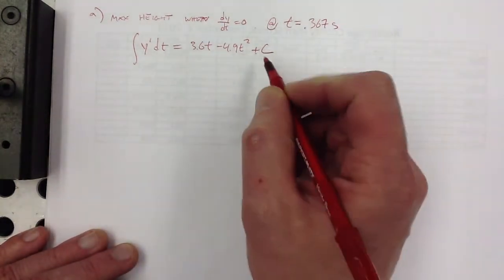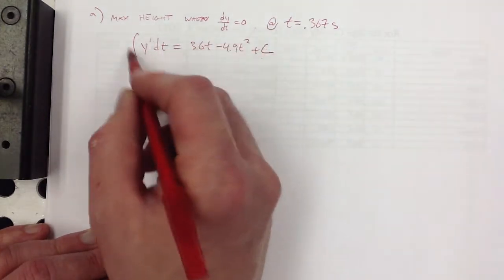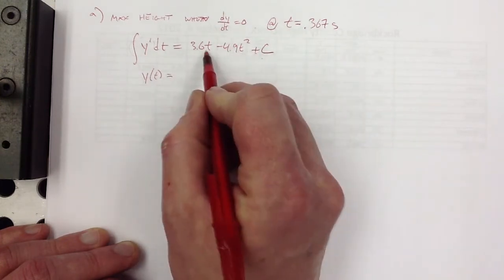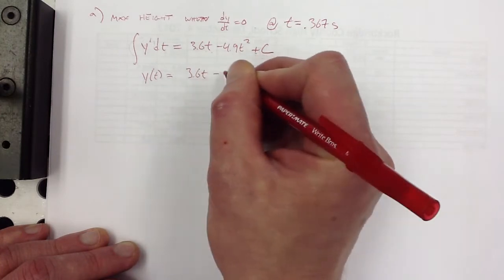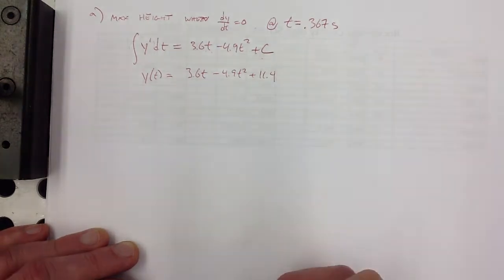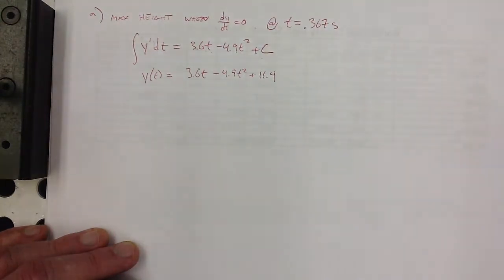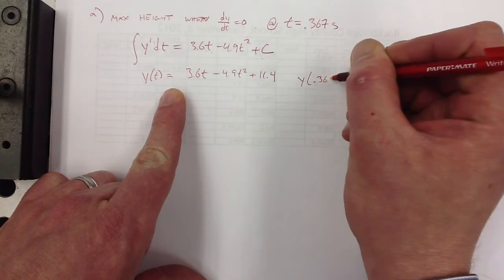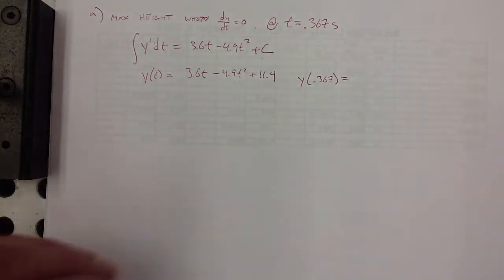And how do I find the c? Well, I know that this antiderivative gives us the position function. At time 0, the c is 11.4. That should look like a kinematics kind of equation if you're in physics. And now we just need to plug in y of 0.367, or you could graph that and find the maximum, I suppose, if you want.